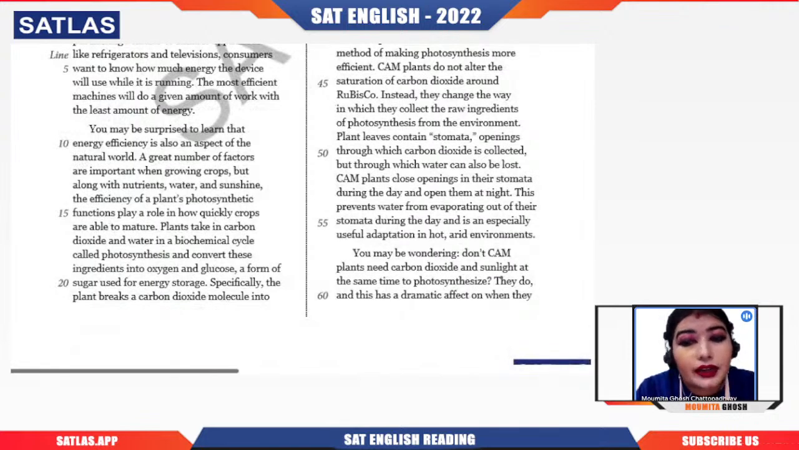A great number of factors are important when growing crops, but along with nutrients, water, and sunshine, the efficiency of a plant's photosynthetic functions plays a role in how quickly crops are able to mature.